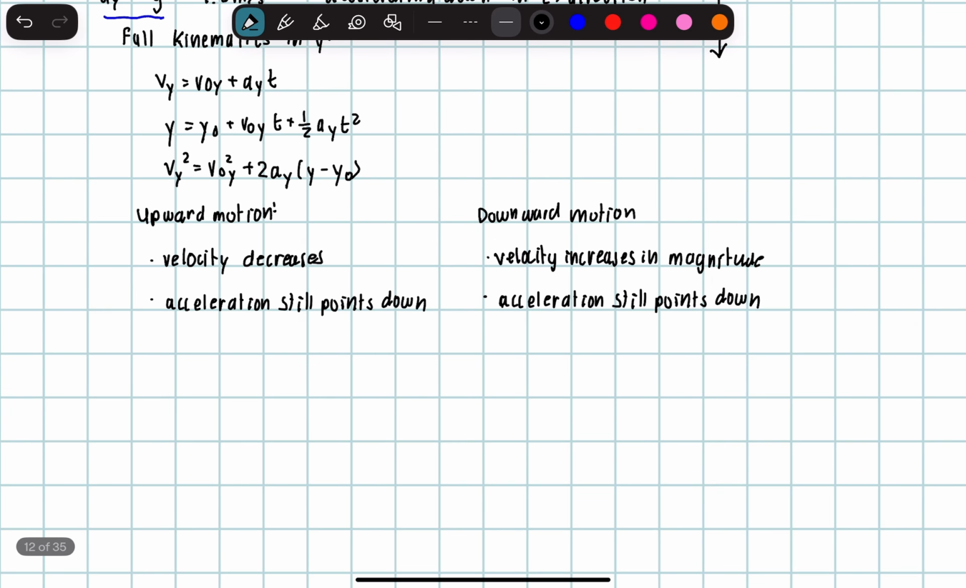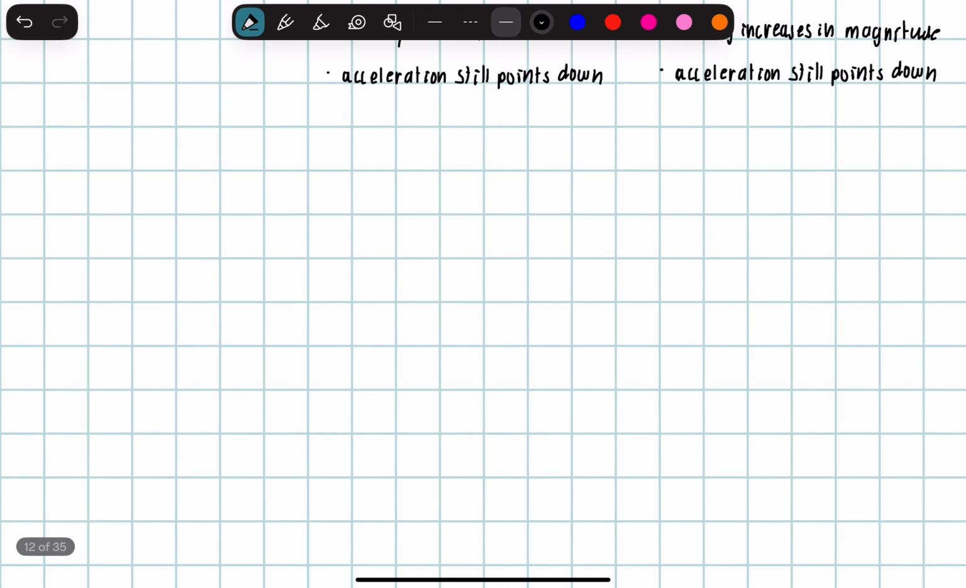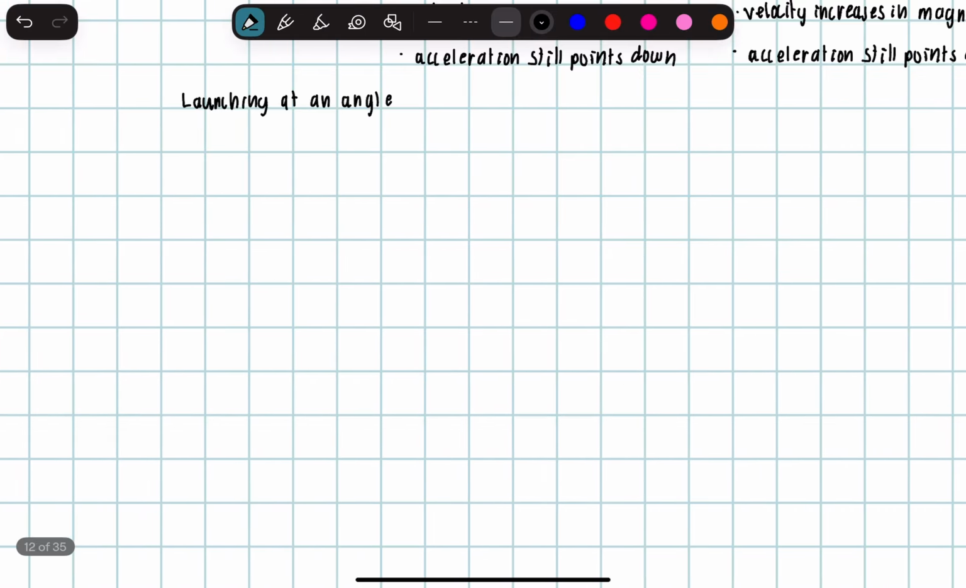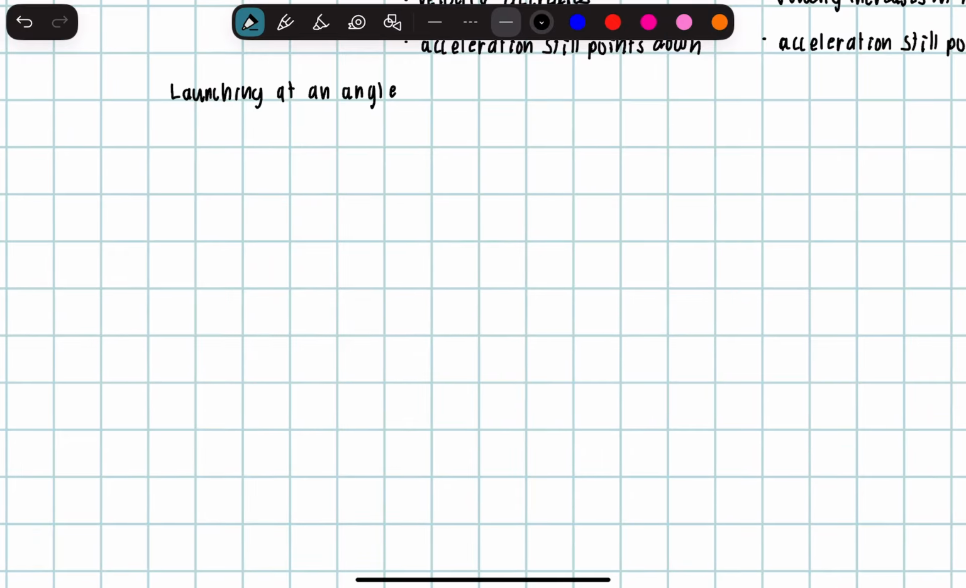So after this, let's discuss launching at an angle. Now, when something is launched at an angle, this means that the initial velocity must be split. So what does this mean? Well, again, we can draw a simple kinematic launch. So at an angle, this is our range, which we will represent as R. This will be our height.